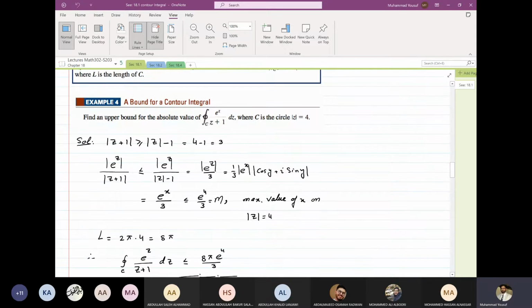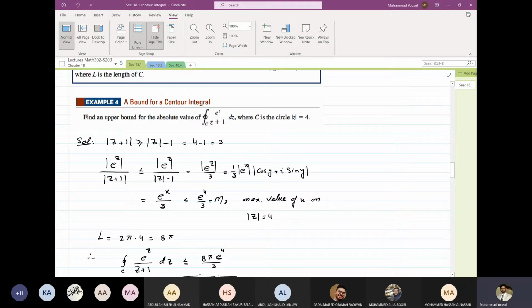Now, for this type of question, there is a result which is used in many questions: if you have the absolute value of z plus 1, then it is greater than or equal to the absolute value of z minus 1. Of course, this makes sense. Now the absolute value of z on the given curve is 4, and 4 minus 1 is 3. So the values of the absolute value of z plus 1 will always be greater than or equal to 3.